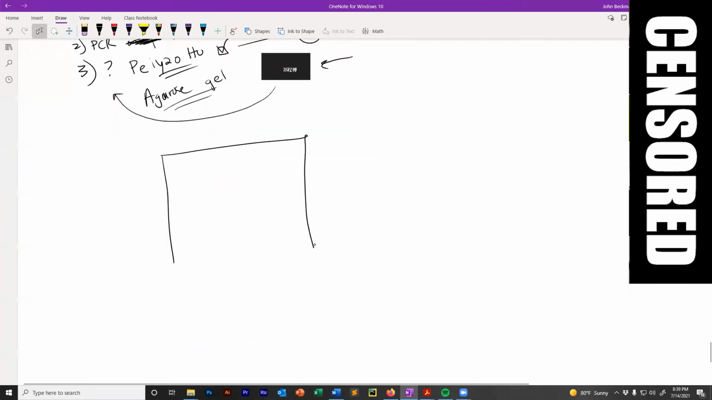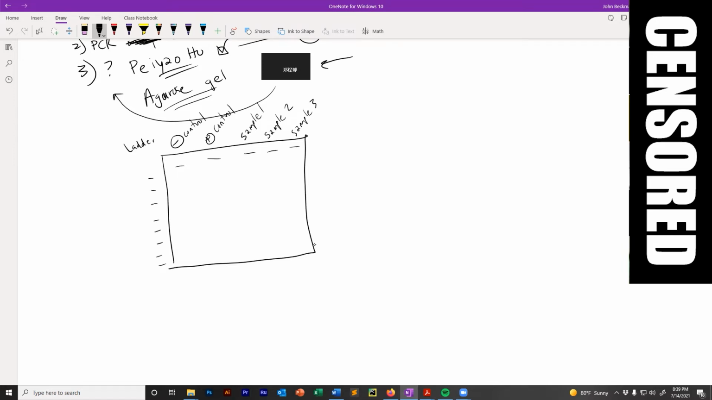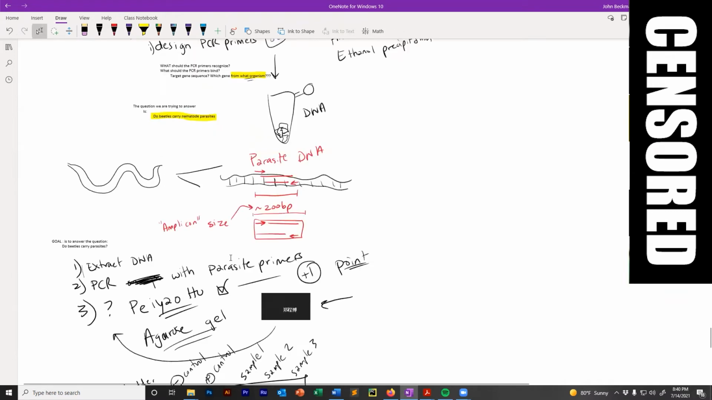So we will run an agarose gel. This will be our negative control. This will be our positive control. And let's say this is sample 1 and sample 2 and sample 3. And we will run a ladder, and let's call this 50 base pairs, 100 base pairs, 200 base pairs, 300 base pairs, 400 base pairs, and so on. Negative control should have nothing. Positive control should have a band at 200 because the amplicon size is 200 base pairs.